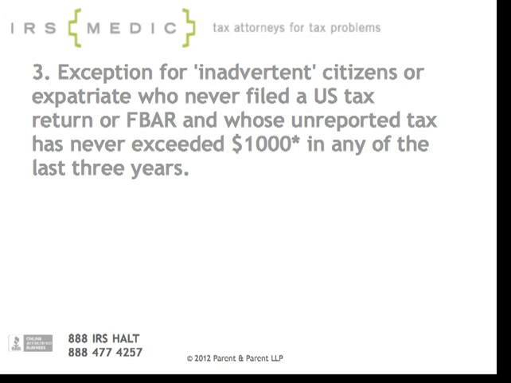Now you see, I put: as long as your unreported tax, not income, but tax, never exceeds $1,000. There's an asterisk next to that. Why is that? Well, because there's conflicting information in what the IRS has just recently published. In one place we see $1,000, and in another place we see $1,500.